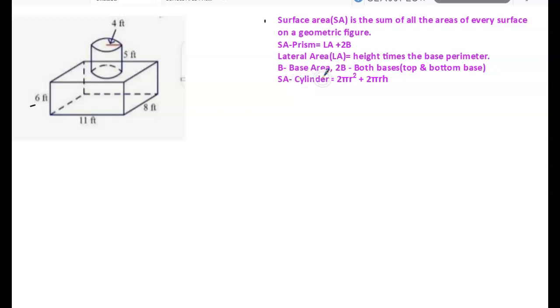The B is the base area. And when it comes to the surface area of a cylinder, the top and bottom bring the 2 pi r squared, and the lateral or curved surface area is the 2 pi rh. So let's consider the cylinder.